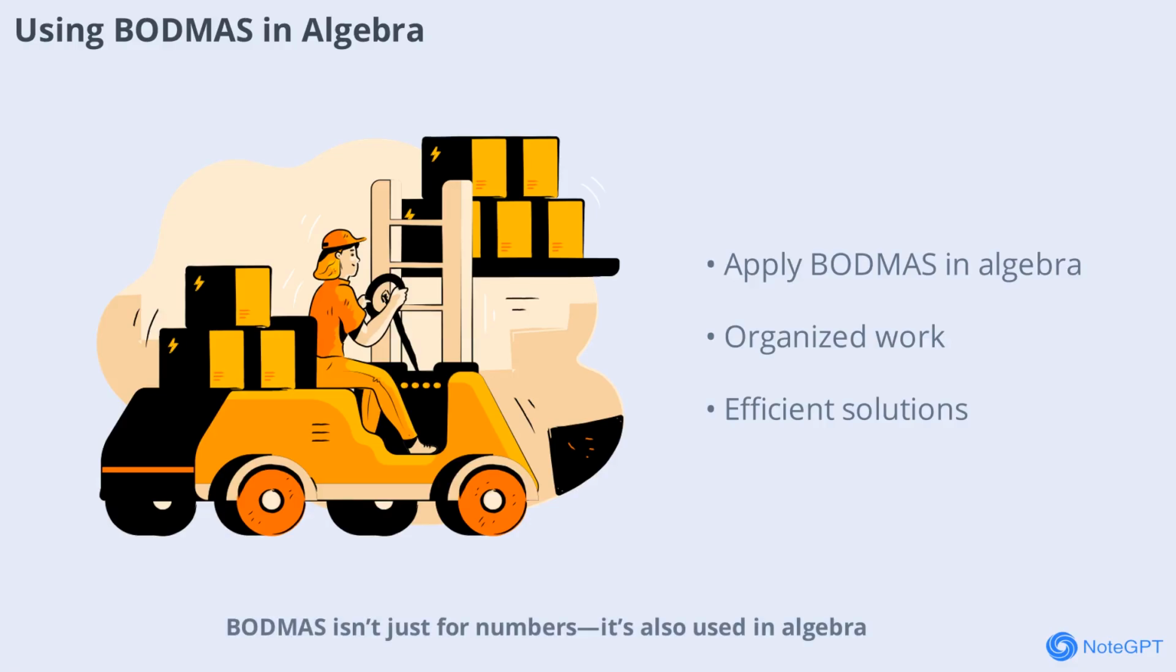BODMAS isn't just for numbers, it's also used in algebra. When solving algebraic expressions, always follow the order of operations. For example, in 2x plus 3(x+1), solve inside the brackets first, then multiply and finally add. This keeps your work organized and ensures you don't miss any steps. Mastering BODMAS in algebra will help you solve equations more efficiently and accurately.